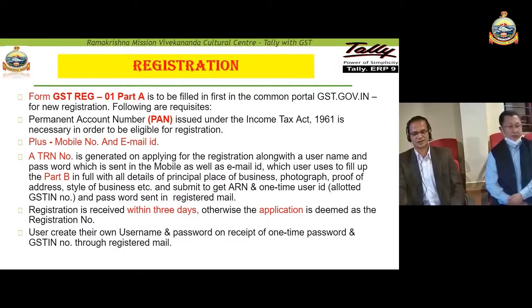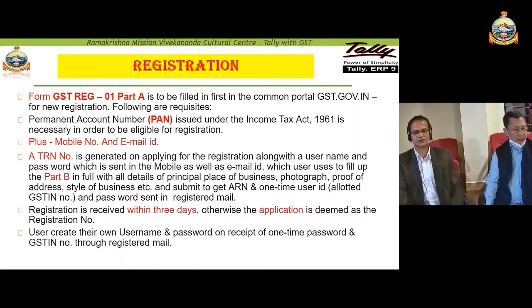Now, how to obtain a registration? Obtaining a registration is very easy. The common portal is gst.gov.in. From there, you have a menu called new registration. In that new registration, GST REG 01, part A is to be filled first. In part A, only three things are required. Number one is the PAN card, the PAN number. Number two is a registered mobile number and email ID.